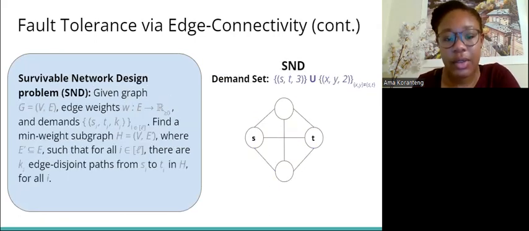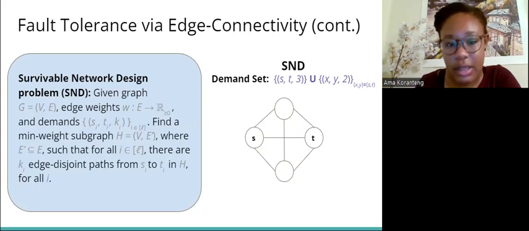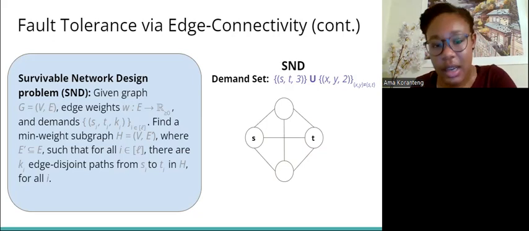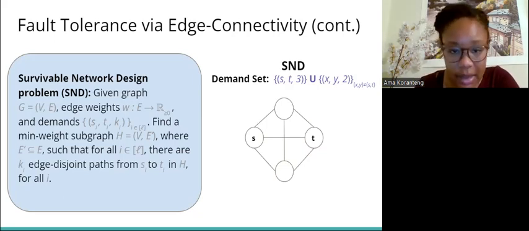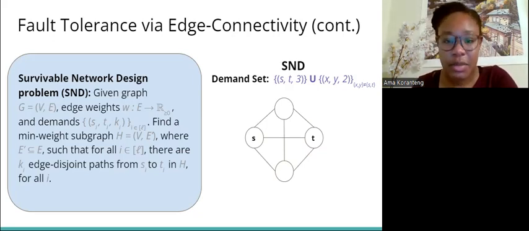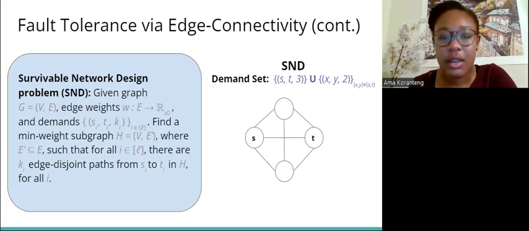Okay, so we also have the survivable network design problem, or SND. Again, we're given an input graph and edge weights, but this time we're given a demand set. This demand set specifies for each vertex pair s_i and t_i, there is a demand k_i. The goal is to find a min-weight spanning subgraph such that for each s_i, t_i, there are at least k_i edge disjoint paths from s_i to t_i.